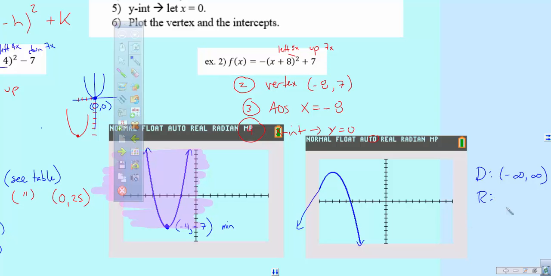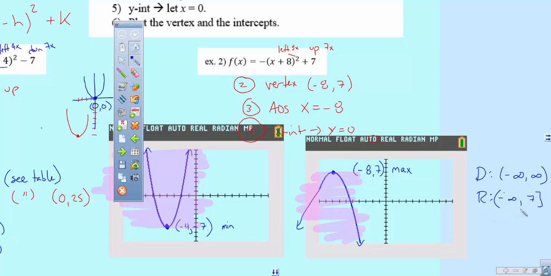Your range, in this case, we have this spot, which we found out to be negative 8, comma 7, the vertex. So this guy has a high point. This guy is called a maximum. So we don't get any higher than that particular spot. And that particular spot, in regards to the y-axis, is 7. So our range goes from negative infinity up to 7.